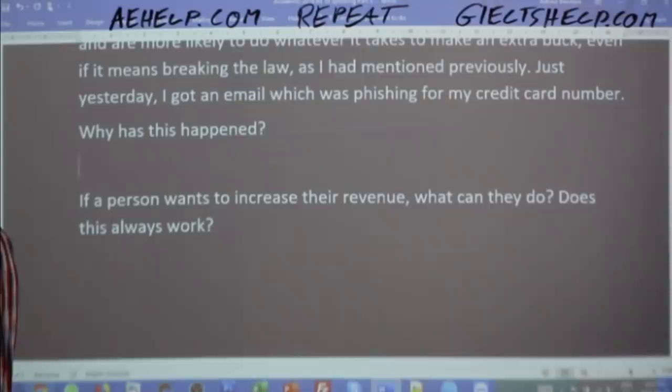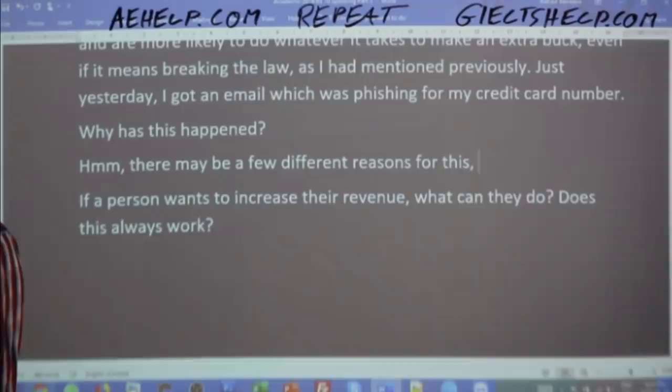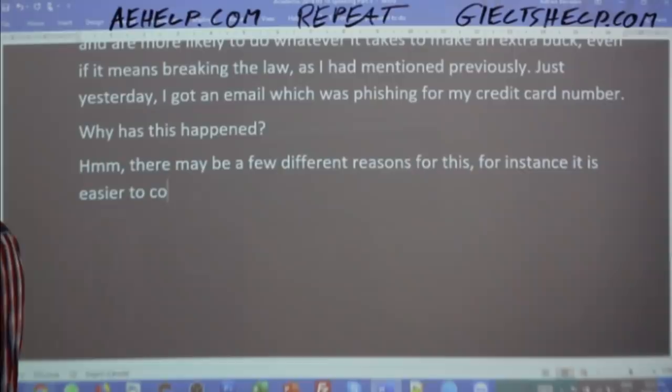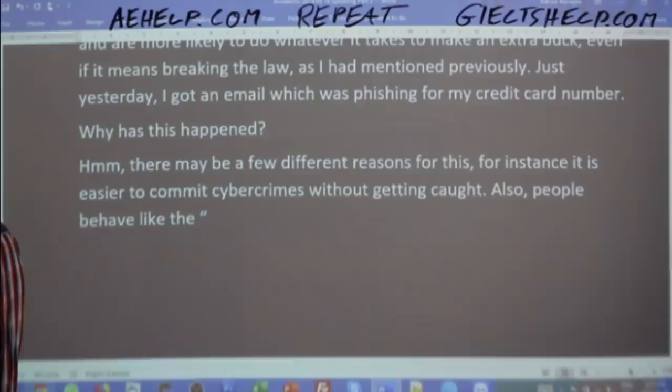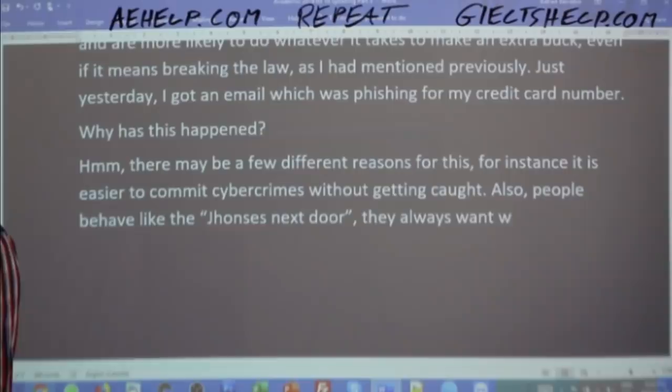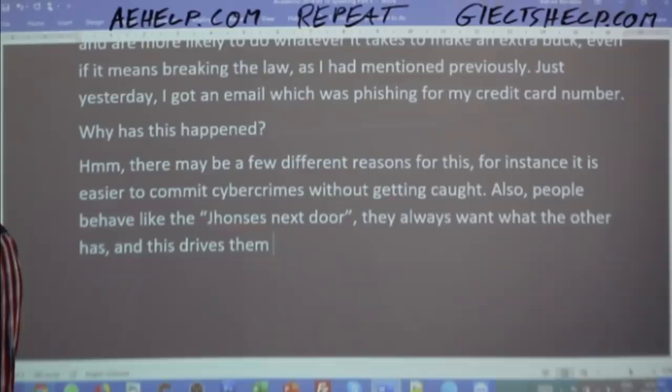There may be a few different reasons for this. For instance, it is easier to commit cyber crimes without getting caught. Also, people behave like the Joneses next door. They always want what the other has, and this drives them towards fiercer competition to make more cash.